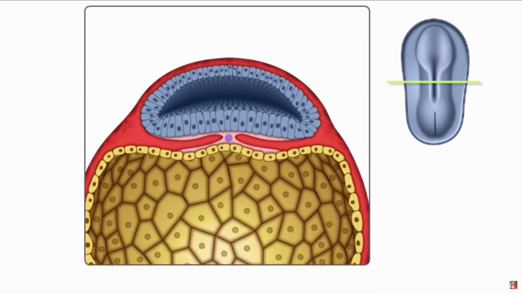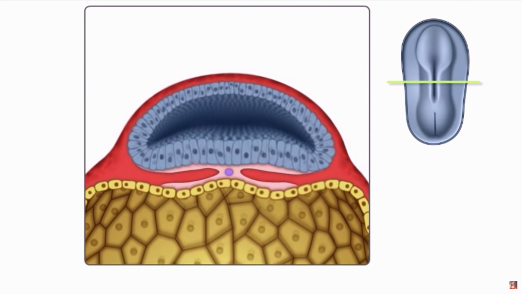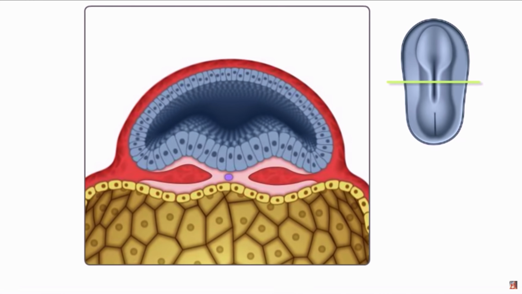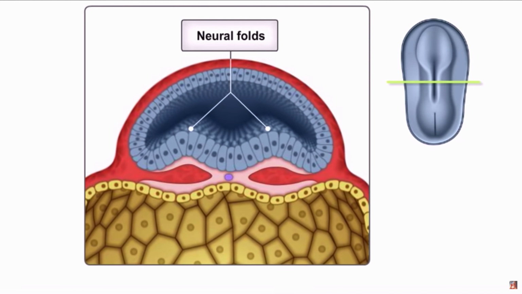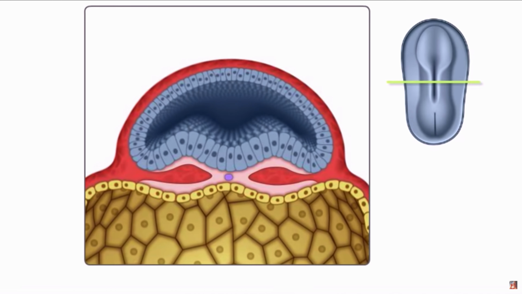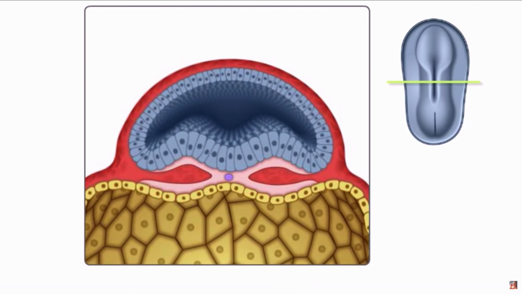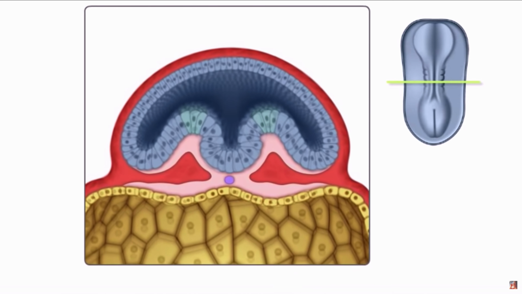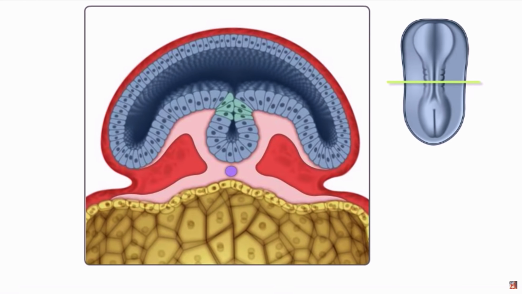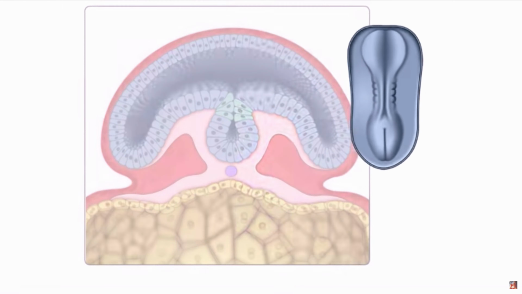By the end of the third week of development, the lateral edges of the neural plate become elevated and move together to form the neural folds. The resulting space, created by the folding of the neural plate, is called the neural groove. The neural folds fuse together, and the neural plate transforms into the neural tube, the precursor to the central nervous system.